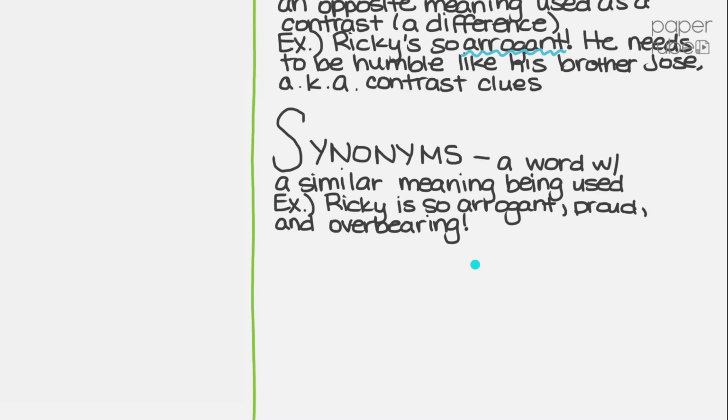So an arrogant person is a proud person. They can be a little overbearing. That means they might be a little too much for other people to handle. So we're using words that are similar in meaning to understand what arrogant means. And sometimes you will see this used or described as a comparison clue.